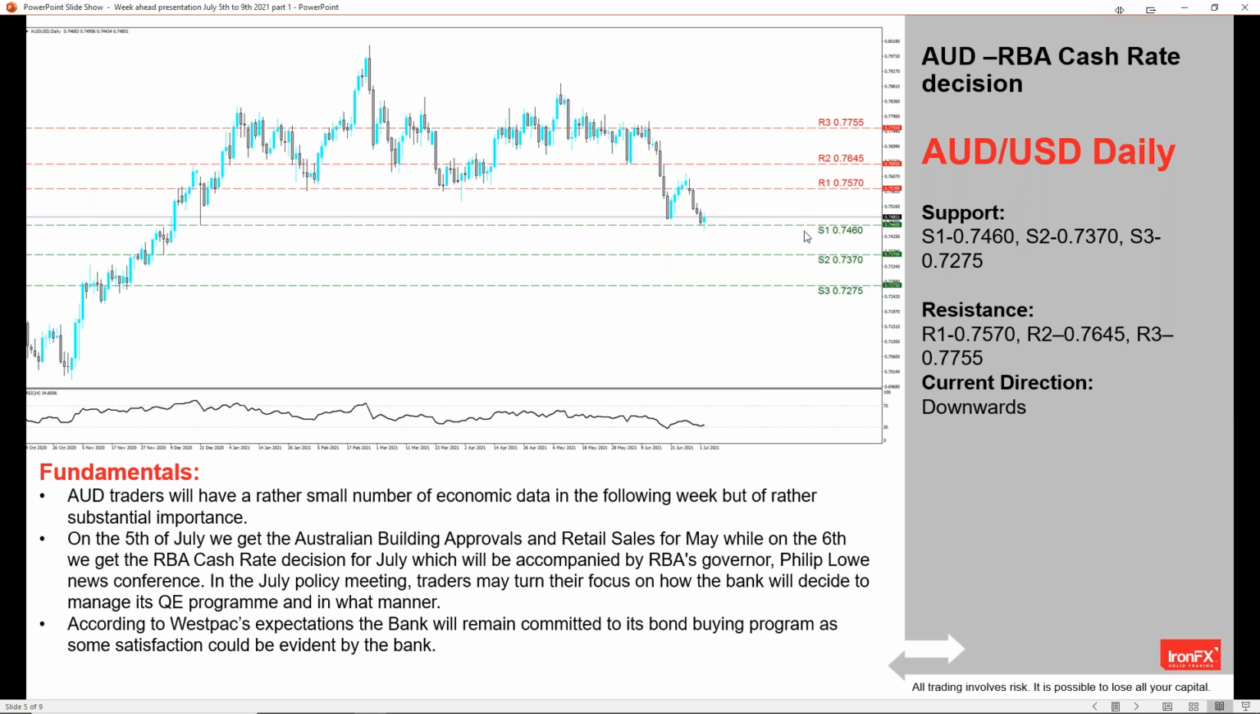So a breach below the S1 could signal a movement towards the S2 0.7370. A rebound for the currency pair could signal an approach to the R1 0.7570 and even higher the R2 0.7645.